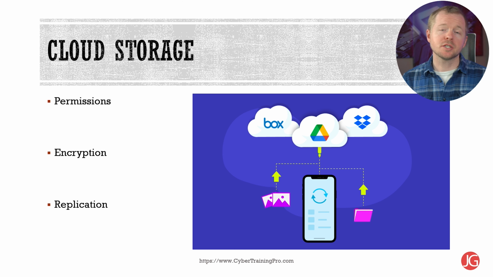With cloud storage, there's a few important things that we have to consider. First of all, with permissions, just like with any data storage, we want to restrict data access to who needs it. Encryption is important too, and it's available at rest and in motion so that, again, only authorized people or systems can access it. And replication is pretty easy in the cloud and allows us to maintain our data even if a certain location goes down.